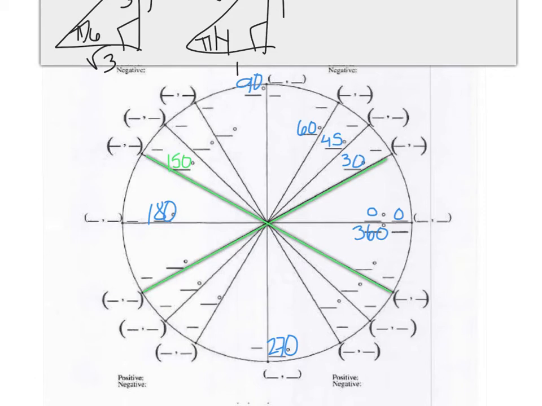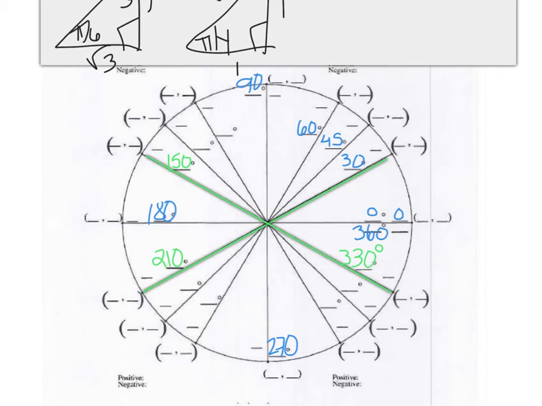To get to the next angle, I'm going to go all the way around 180 plus 30 more. So 180 plus 30 gets me to 210 degrees. And then for the last 30-degree reference angle, we would go all the way around 360, but back it up 30. So subtract 30, and that gives me 330 degrees.